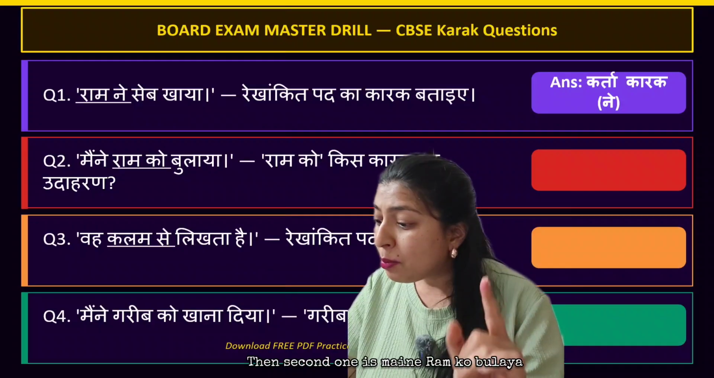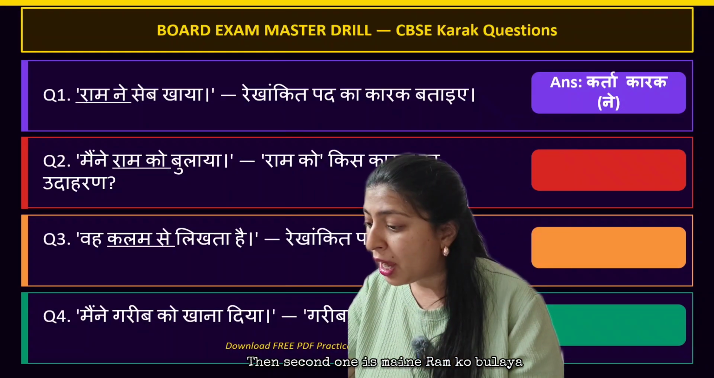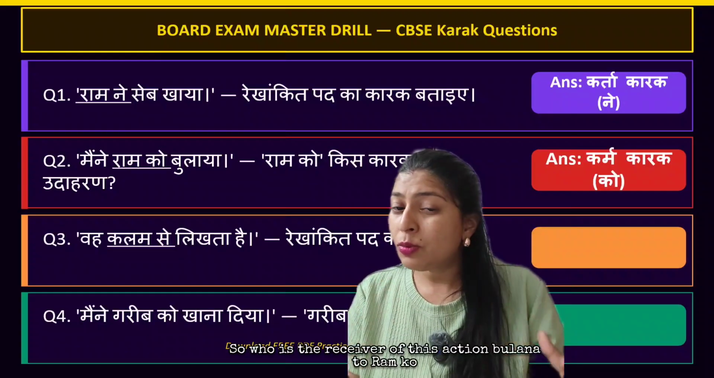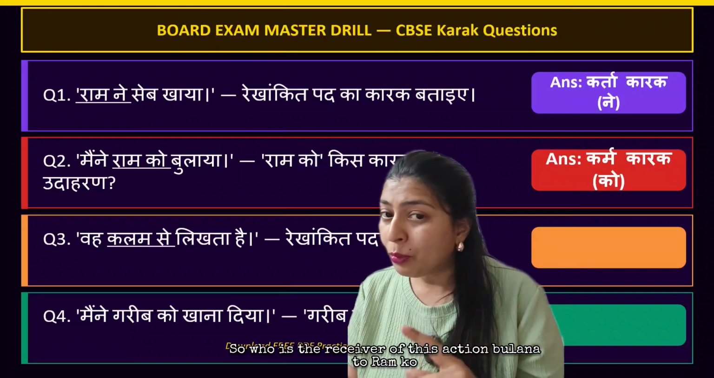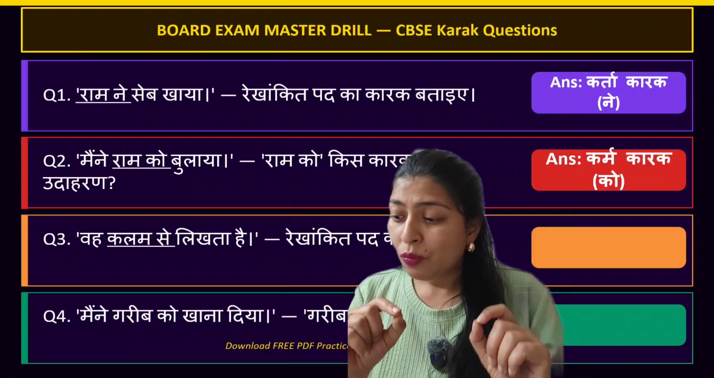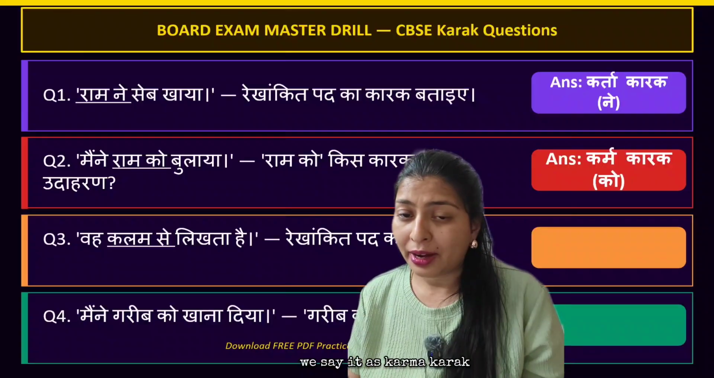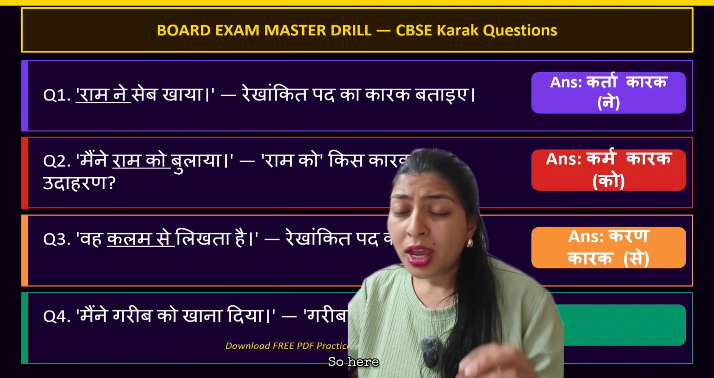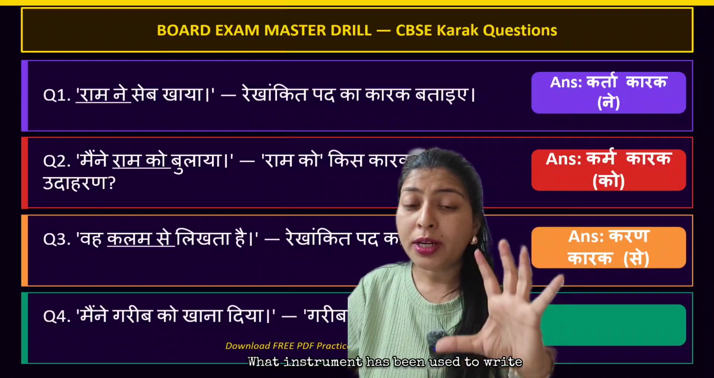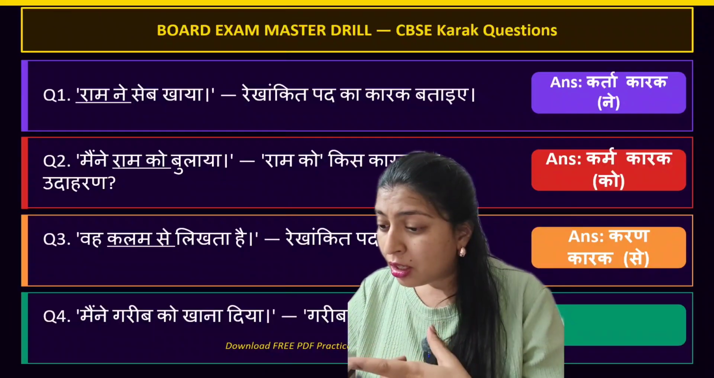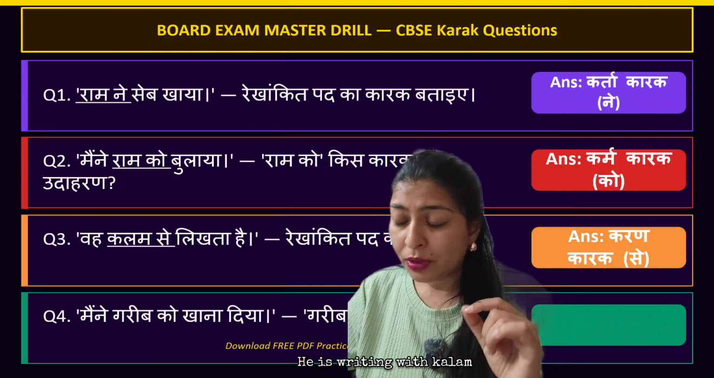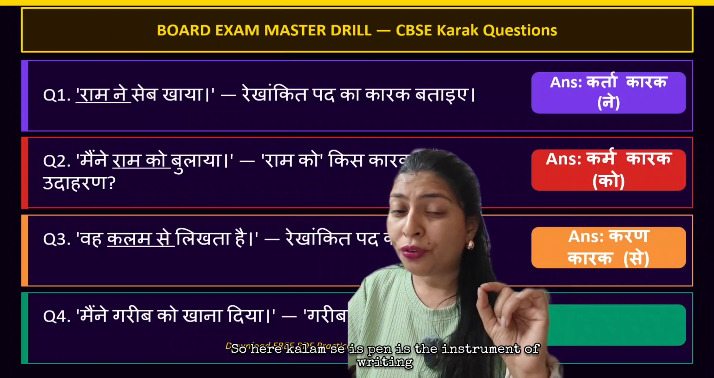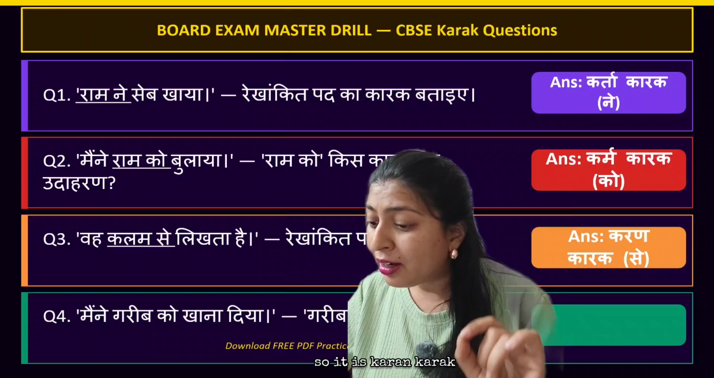Then the second one is मैंने Ram ko bulaya. Here, Ram ko is which Karak? Who is the receiver of this action, bulana? Ram ko. So when it is the receiver, we say it is Karm Karak. Then, वह कलम से लिखता है. Here, kalam se, what instrument has been used to write? He is writing with a pen. So here kalam se, the pen, is the instrument of writing, so it is Karan Karak.